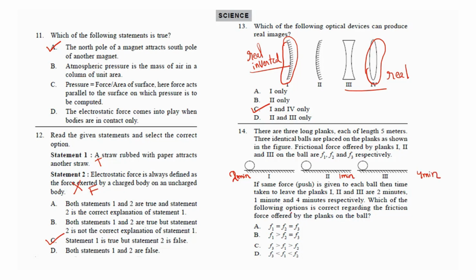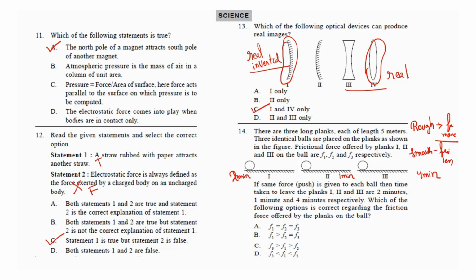Which of the following options is correct regarding the friction force applied by the plank on the ball? We know that if friction is more, the time taken is more. The smoother the surface, the less the time and the less the friction. And the rougher the surface, the more the time and the more the friction, right? So we always know that when the surface is rough, the friction is more, and if the surface is smooth, the friction is less, correct?